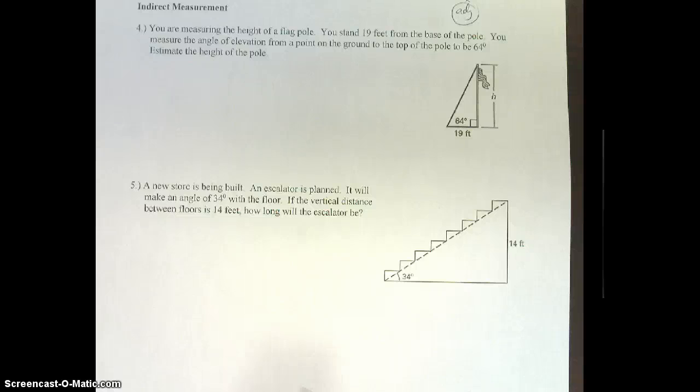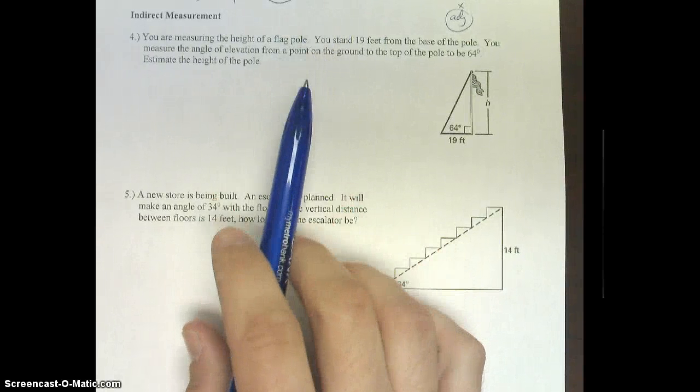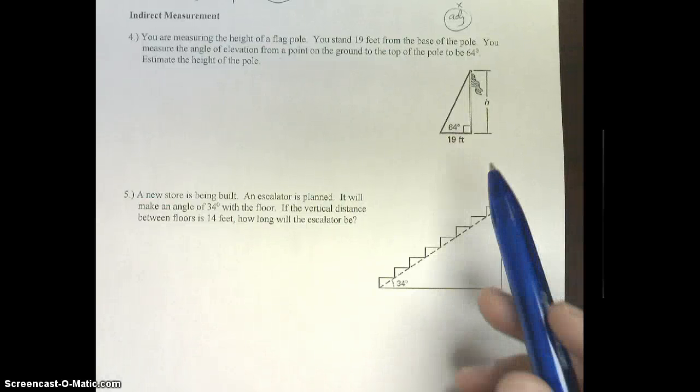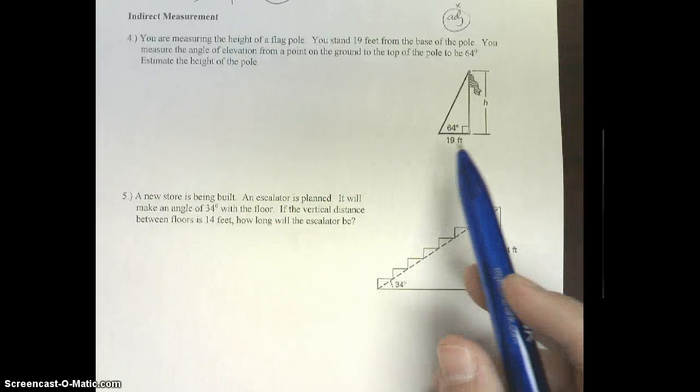Okay, indirect measurement. You're measuring the height of a flagpole. You stand 19 feet from the base of the pole. You measure the angle of elevation from a point in the ground to the top of the pole to be 64 degrees. Estimate the height of the pole.